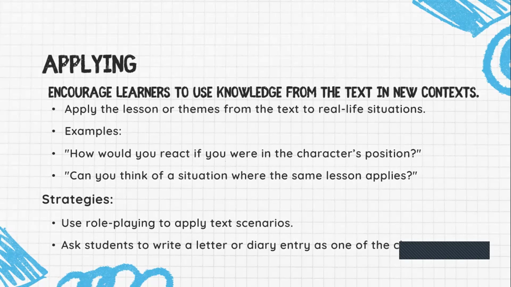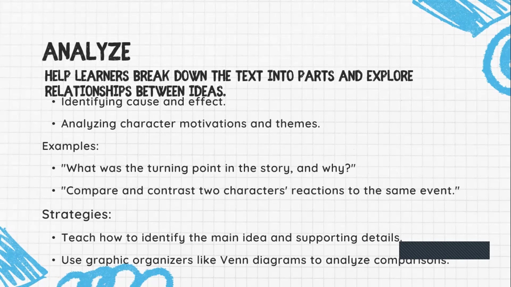And when you're doing that, you are encouraging them to think. You are driving critical thinking in your classroom. Then analyze. Here, you help learners break down the text into parts and then explore the relationships between ideas. What are the ways this can happen? They can identify cause and effect. They can analyze the characters, motivations, and the themes in the text.